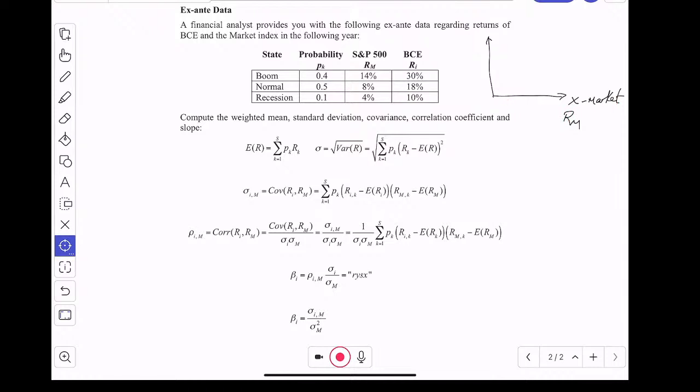And then here I'm going to put Y will be for the variable, the stock return or the company. And we use a notation I for that. So I for the stock is on Y, and M for the market is always on X. That's important for the notation, to feel comfortable with the notation.